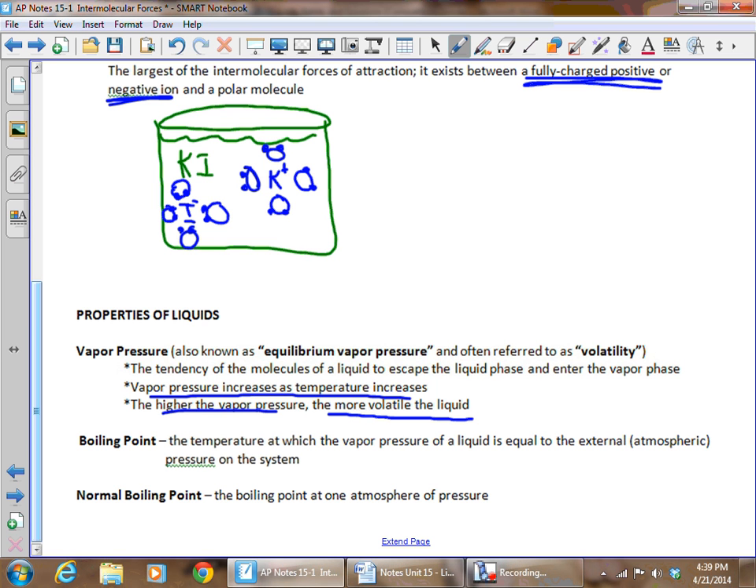Boiling point is the temperature where the vapor pressure of the liquid is equal to the atmospheric pressure on the system. And normal boiling point is when that pressure is 1 atmosphere. So you can have a boiling point in a lower atmospheric pressure condition, like high in the mountains, that is different from the normal boiling point at 1 atmosphere. So it's important to make sure you specify, if you're talking about 100 degrees Celsius, that you refer to that as the normal boiling point.